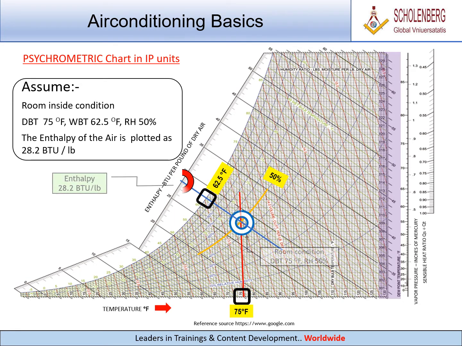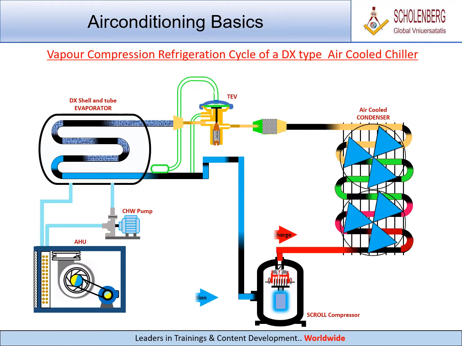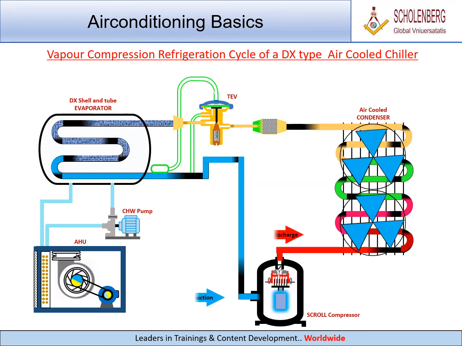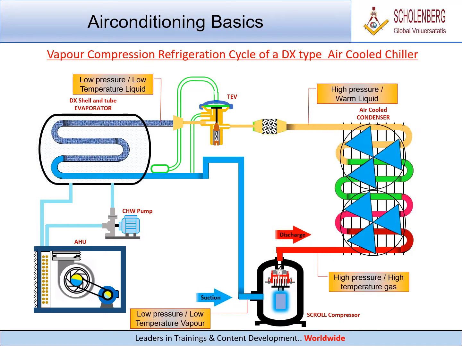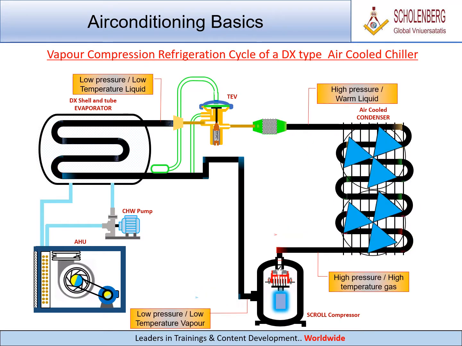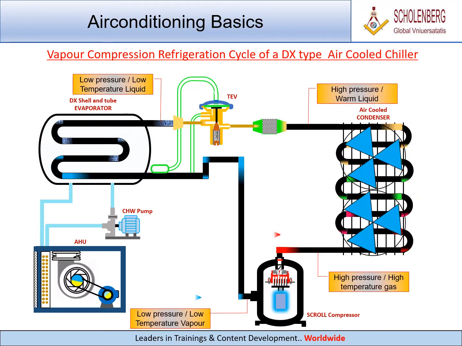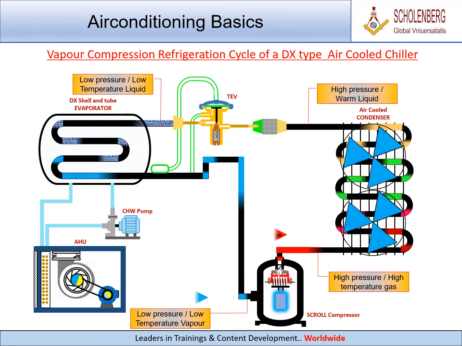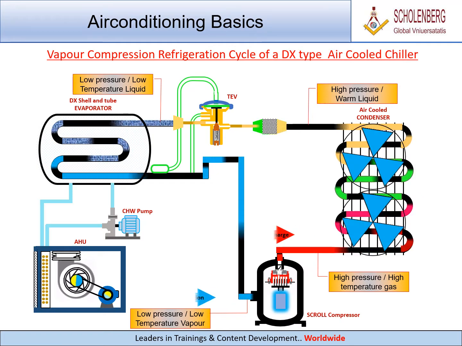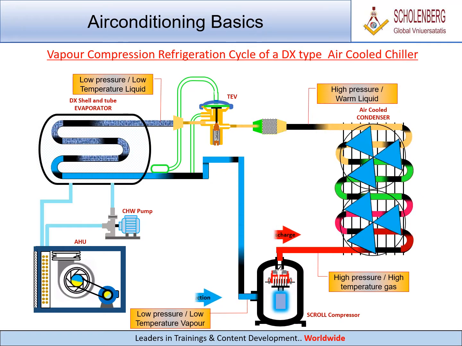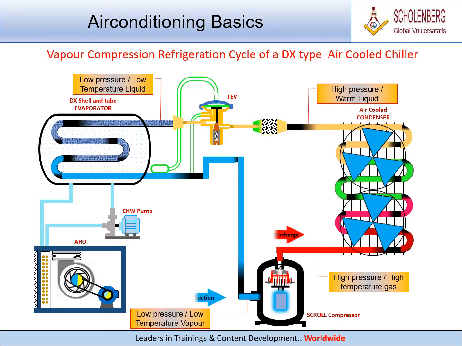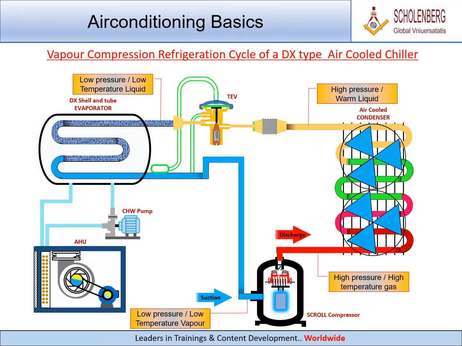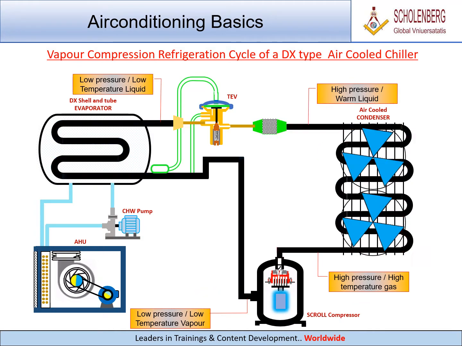Vapor compression refrigeration cycle of a DX-type air-cooled chiller. A scroll compressor is generally used in a small-capacity DX-type chiller. The compressor on starting discharges the refrigerant as high-pressure and high-temperature gas. This hot gaseous refrigerant is cooled by the ambient air in an air-cooled condenser. The refrigerant leaves the condenser as a warm high-pressure liquid.